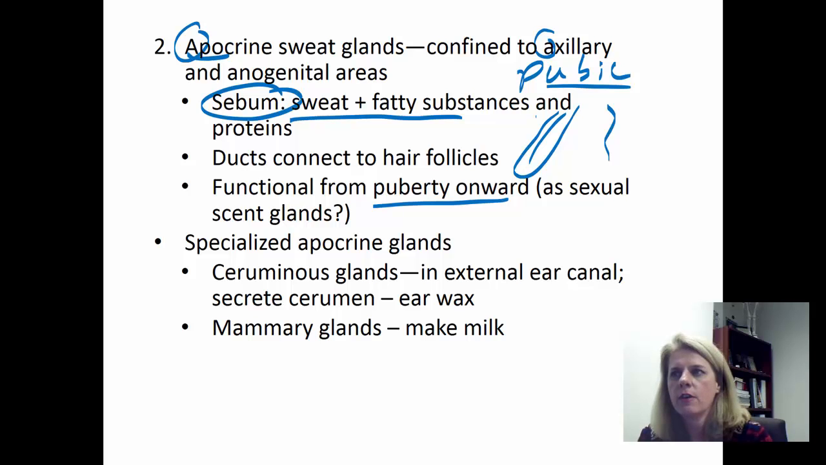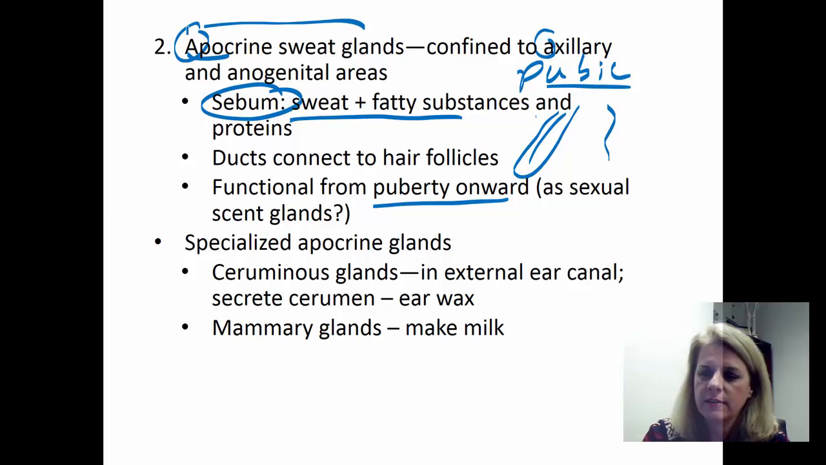But they turn on, especially if you've ever been a parent. So your kid, when they're little and they're sweaty, they come up to you, and they really don't smell bad. Sweaty children don't smell bad. But somewhere around 11, 12, they come to you, and you're like, oh my goodness, you stink. That's because these have turned on.